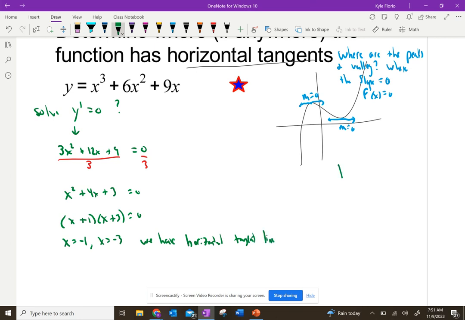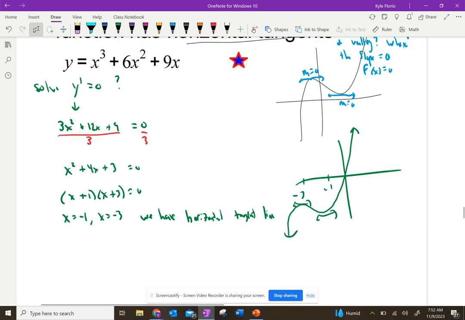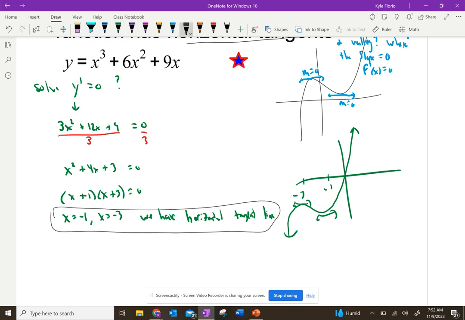So if I were to sketch this graph a little bit better, at -1 and -3, it's a cubic and it's positive coefficient. So it might go something like this. And I don't know exactly what's going on, but I know at -3 and at -1, we're having horizontal tangent lines. So that is where our horizontal tangents are.